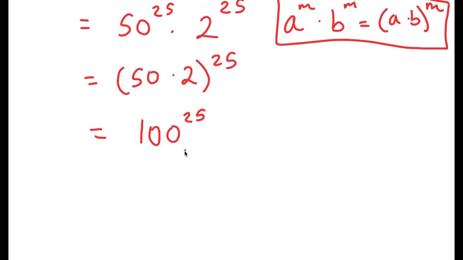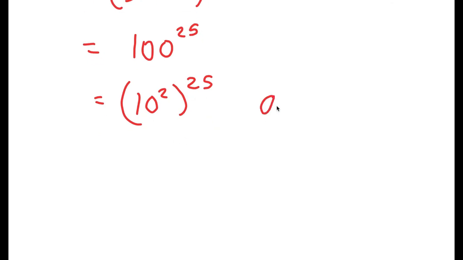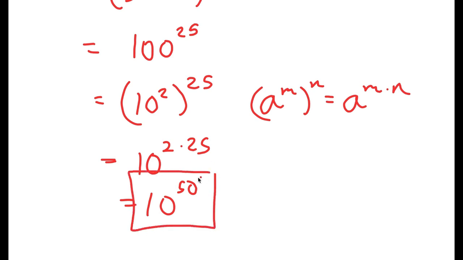However, I'm not done yet because I'm actually going to simplify this a little more. 100 I can rewrite as 10 squared, so I get 10 squared to the power of 25. And if I have something in the form a to the power of m to the power of n, this is equal to a to the power of m times n. So 10 to the power of 2 to the power of 25 is going to equal 10 to the power of 2 times 25, which is equal to 10 to the power of 50. So 10 to the power of 50 is my answer to this problem.